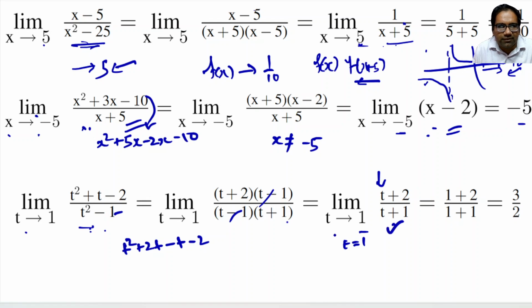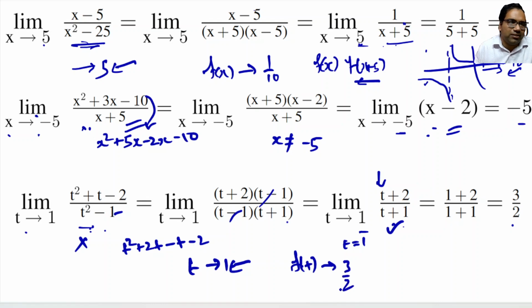At t equal to 1, this is defined, but this is not defined. So we'll say the value of this function is 3 by 2 when you substitute 1. So the limit: this function is approaching 3 by 2 when t is moving towards 1, whether from the left side or from the right side. Then this function f of t is approaching 3 by 2. This is what we are saying.